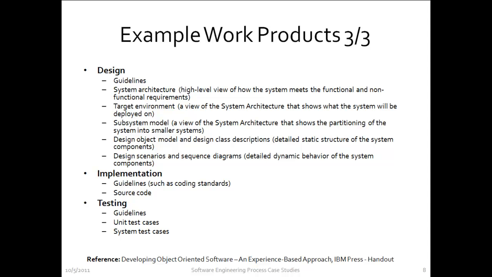With respect to implementation, you once again have guidelines such as coding standards. You have the source code itself. With testing, you have guidelines once again, but then unit test cases that test at the component level, and then system test cases that test at the system level, and are tests presumably used to demonstrate the functionality of the system or validate the functionality of the system with the end users.